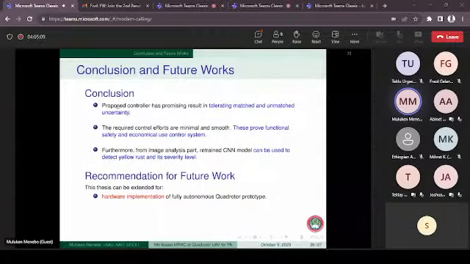The first conclusion is, based on the results, the proposed controller is tolerating much uncertainty. This shows the good performance of the designed controller. The second one is the required control efforts are minimal and small. This proves functional safety and economical use of the control system. The third one is from image analysis: the retrained CNN model can be used to detect yellow stress and its severity level.